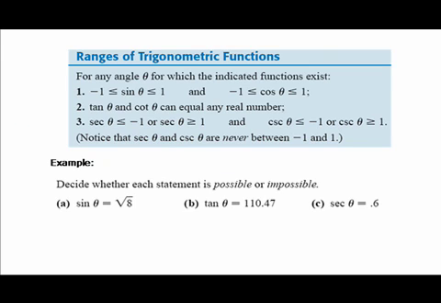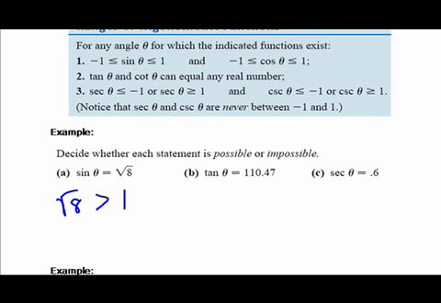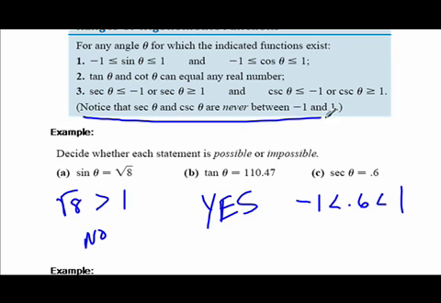How about letter A? Possible or not? Not possible. Why not possible? It's above 1. Square root of 8 is greater than 1 if you were to convert that to a decimal, so no, not possible. Sine of an angle must be between 1 and -1. How about B? Yeah. Absolutely. The tangent function can kick out any real number, so you're okay there. And how about C? No. 0.6 is between -1 and +1, and notice that the secant of an angle can never be between those two values, so simply not possible.